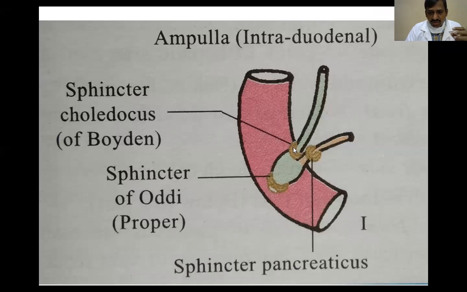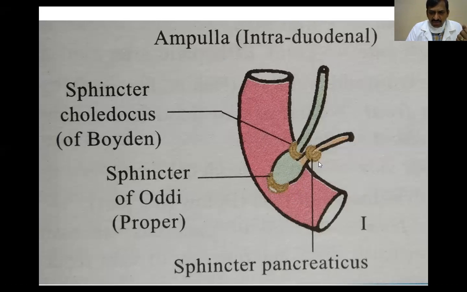This sphincter is very, very important, because if there is an increase in the tension of the bile in the gallbladder, there is an increase in pressure in the gallbladder, and the gallbladder constricts and increases that pressure. Then only the sphincter of Boyden opens. Then it allows the entry of these secretions into the second part of the duodenum. And this stimulation it receives from the cholecystokinin. It is secreted by the duodenal mucosa.